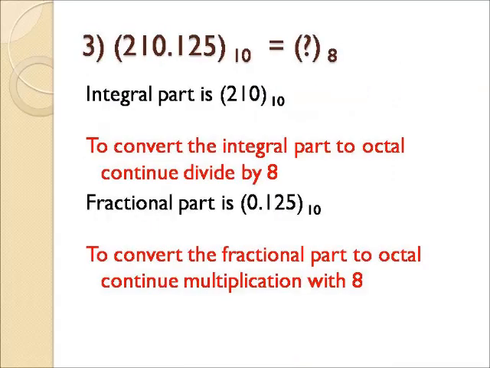So here we have our third question. Here also we are converting a decimal to an octal number. The integral part of the question is 210, and 0.125 is the fractional part. We know that we have to convert the integral part to octal by continuous division by 8, and for the fractional part, we have to multiply with 8. Continuous multiplication is needed. So let's see the conversion.